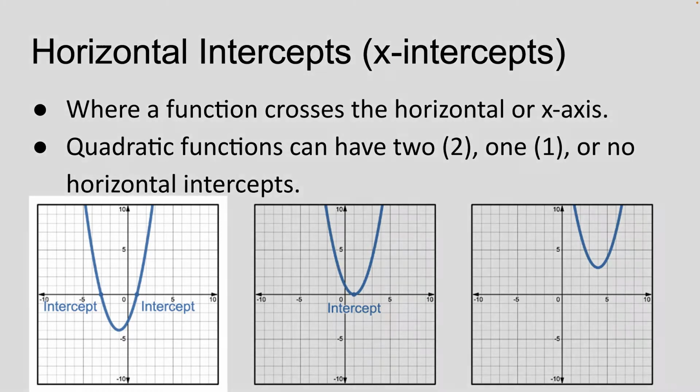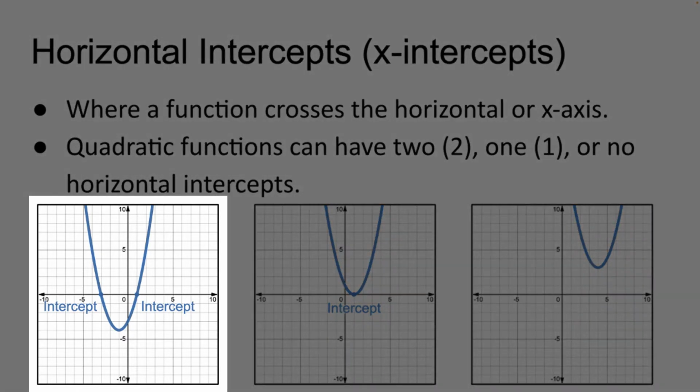If we look at the first image on the left-hand side, we see that this parabola dips below the x-axis and it has 2 coordinates where the function crosses the x-axis. Those are 2 horizontal intercepts.